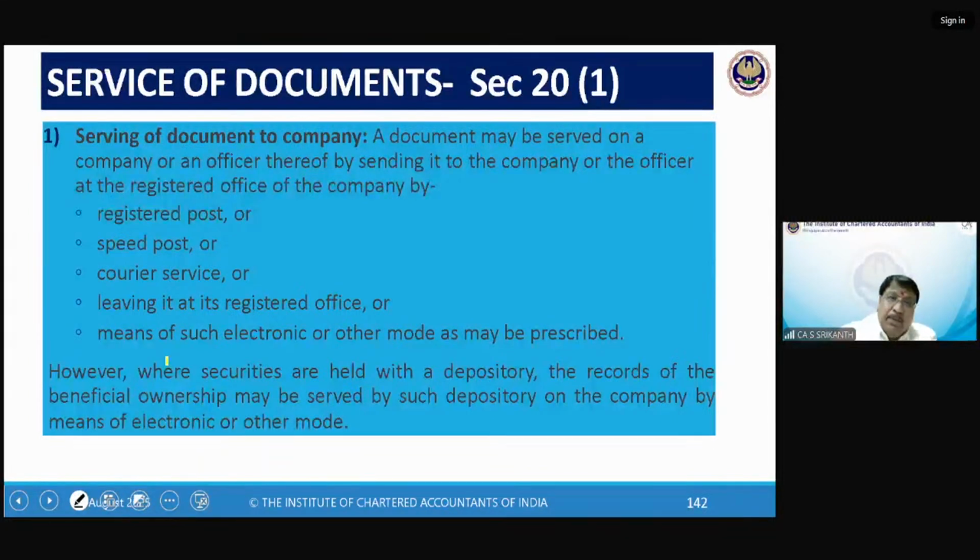You can send it by registered post, speed post, courier service, or leaving it at its registered office. That is, you can go personally to the registered office and give it, but be on the safe side. Whenever you deliver a document to any place, do not come out of that place without obtaining an acknowledgement.